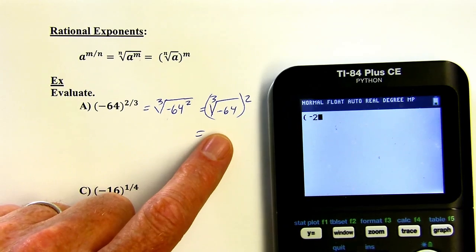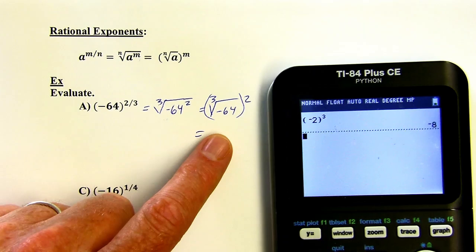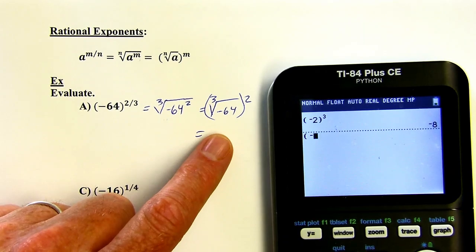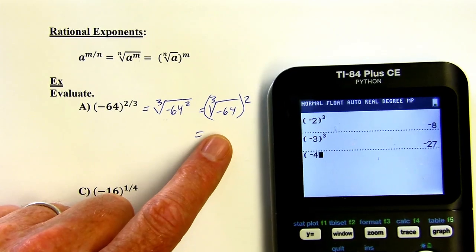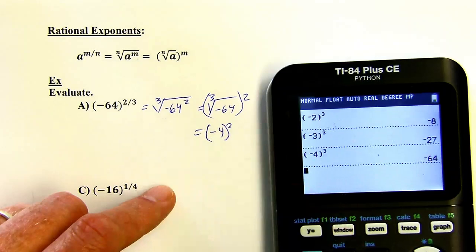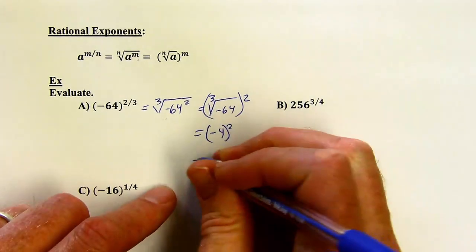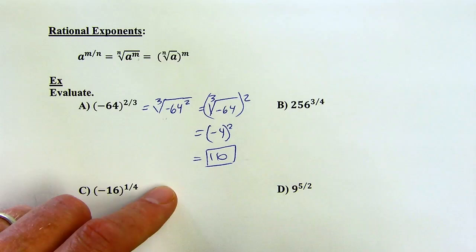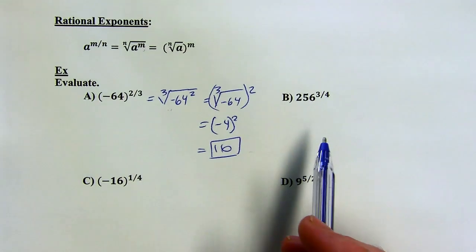So let's try negative 2 to the third. And that's okay. Let's try negative 3 to the third. Nope. Let's try negative 4 to the third. And hey, I got a winner there. So this part is negative 4. And then I'm going to square that. Well, negative 4 squared is positive 16. Okay, let's try another here.